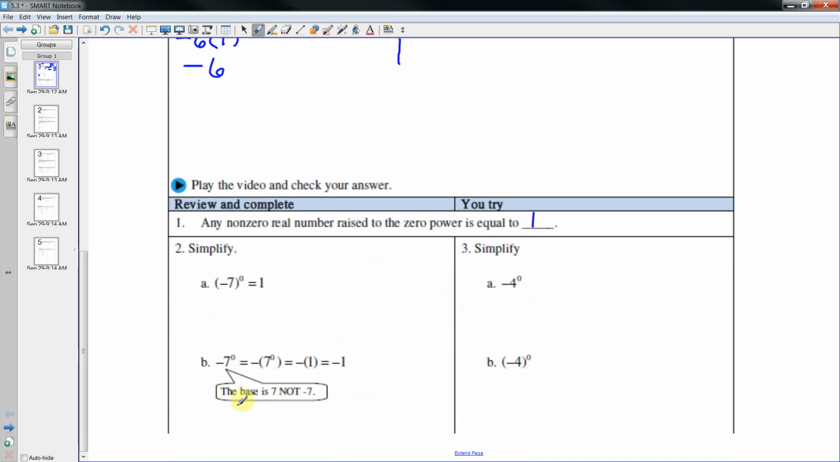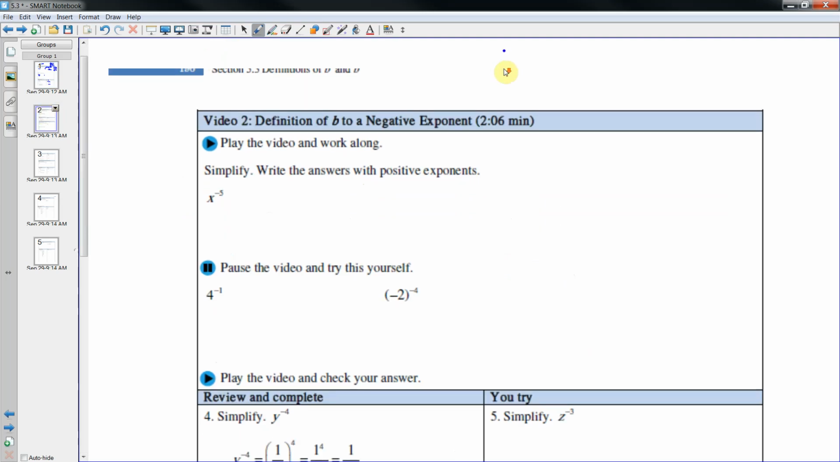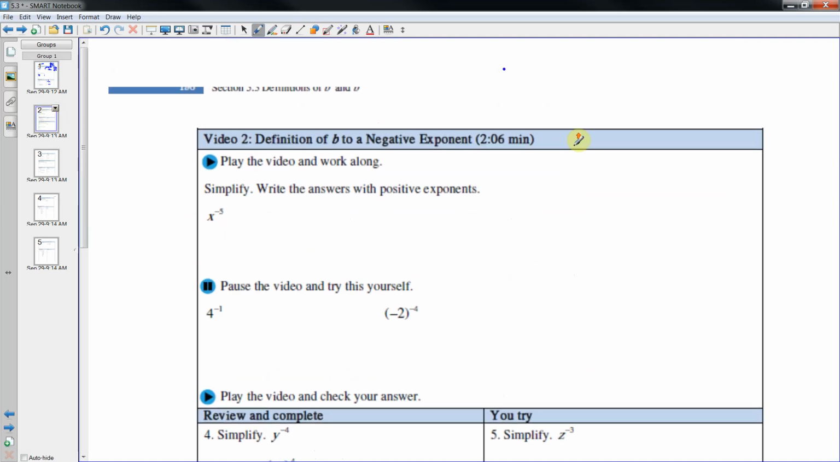So again, they explained the difference between parentheses and no parentheses in their example. Let's do one more. Negative 4 to the 0 power, the negative carries. 4 to the 0 power is equal to 1. Negative 4 in parentheses to the 0 power is equal to a 1. Don't be fooled.